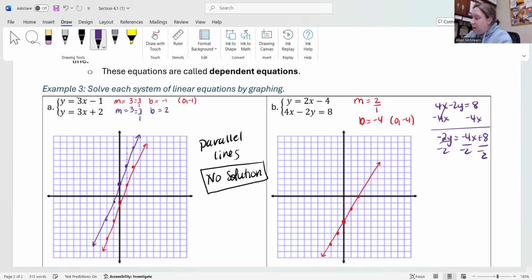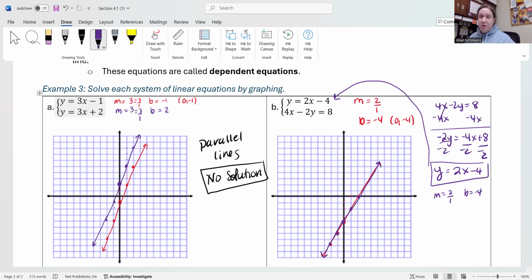So let's see, negative 2 divided by itself is 1. 1 times y is y. Negative 4 divided by negative 2 is positive 2. And then 8 divided by negative 2 is negative 4. So if we look at this line and we compare it to this equation right here, even though on the surface these look like two completely different equations, now that we've solved the second equation for y, we can see that they're exactly the same. They have the same slope, they have the same y-intercept, so if I were to graph them, I would get all the same points. And so we can see now that we have dependent equations. These two equations, while on the surface look different, they really graph the exact same thing, okay?